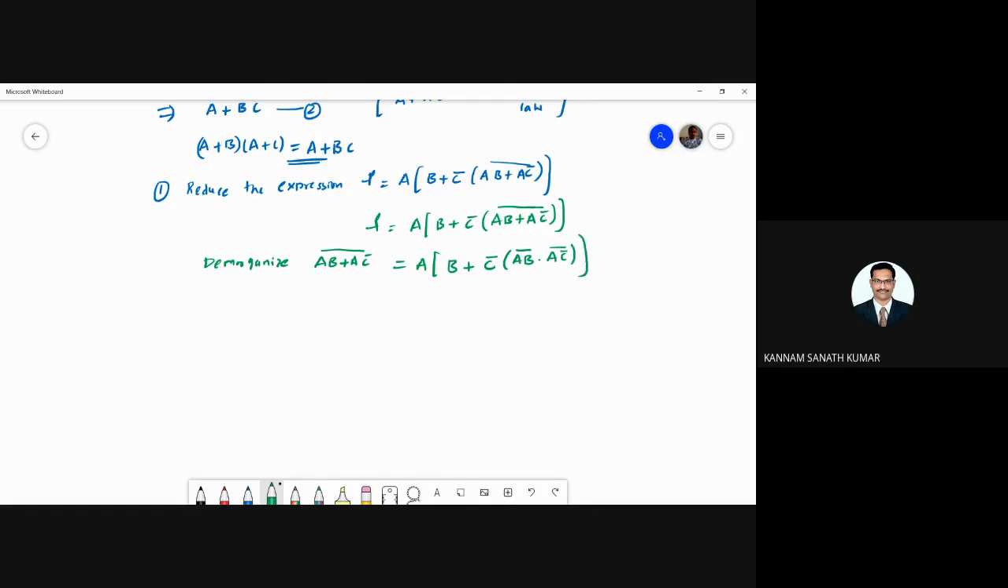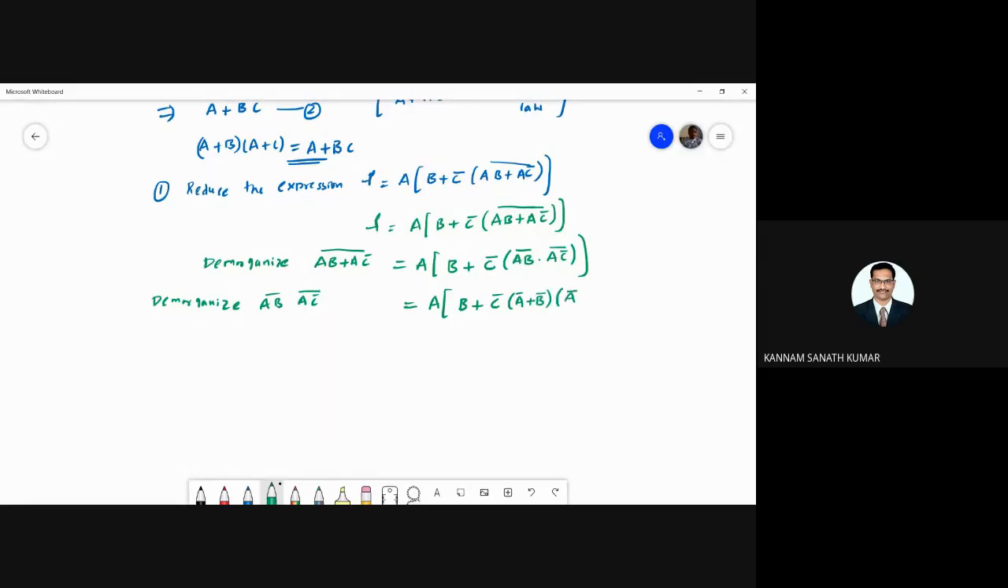The OR is converted into AND. Again this complement is available to these two terms, so again De Morgan's. This is equal to (A bar + B bar) and (A bar + C̄ bar). Since AND is there, A bar's AND will convert into OR. I'm applying De Morgan's theorem.